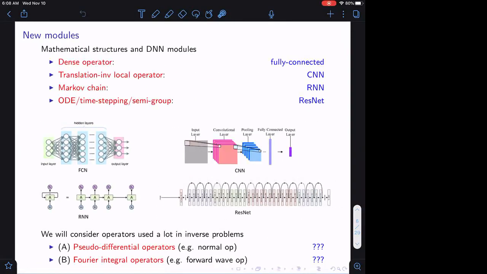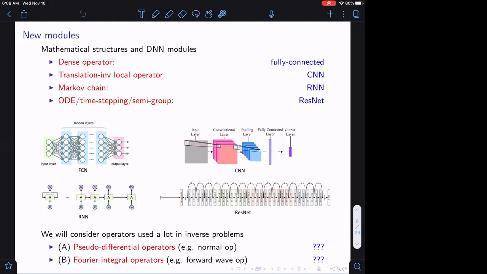So, new modules. As I mentioned, if you take a look at the mathematical structure behind the neural network, you will find some very familiar objects. Here on the right-hand side, I listed the popular neural networks, starting from the fully connected neural network, convolutional neural network, residual neural network, and recurrent neural network. The corresponding picture is down here. Now, if you study the mathematical objects behind these neural networks, you will find familiar objects.